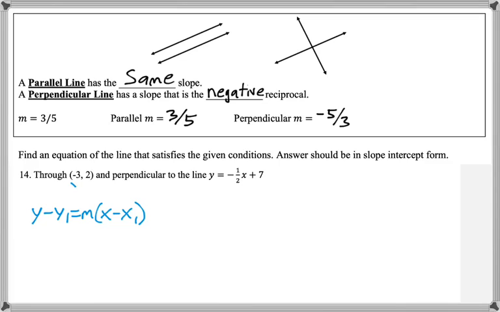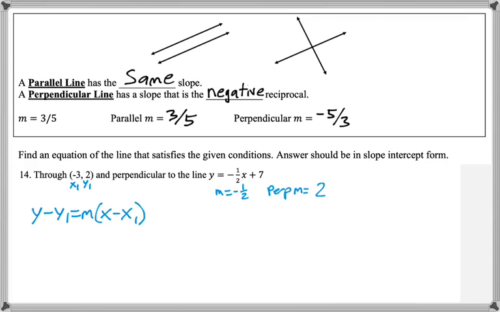So my x1 is -3, my y1 is 2. Now the slope of this line is -1/2, and I know that the slope of my line is perpendicular to this. So the perpendicular slope is the negative reciprocal. So if I flip 1 over 2, I get 2 over 1, which is just 2. And then this was negative, so mine's going to be positive.